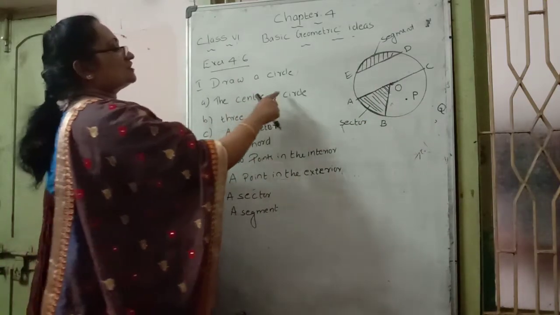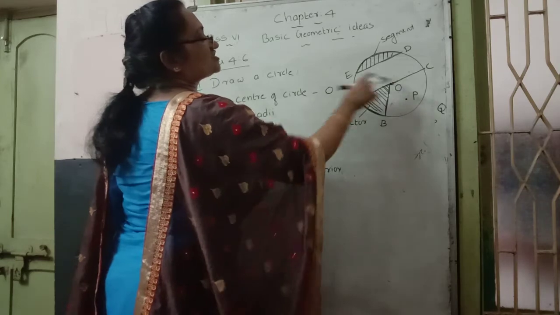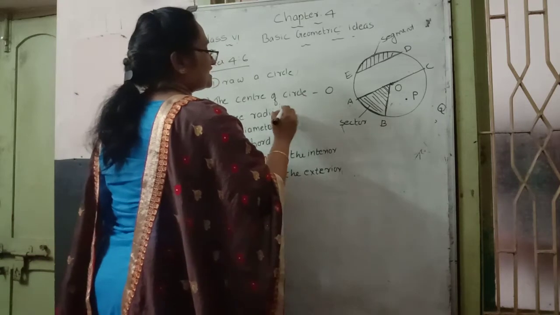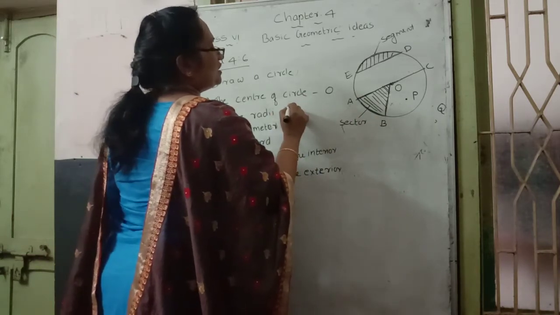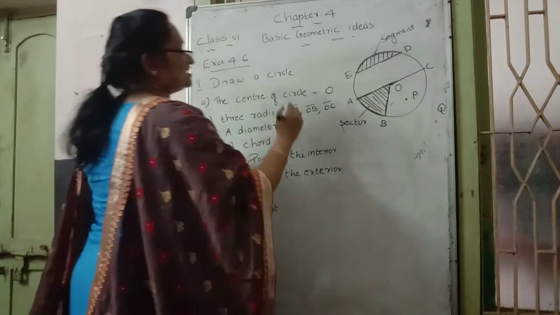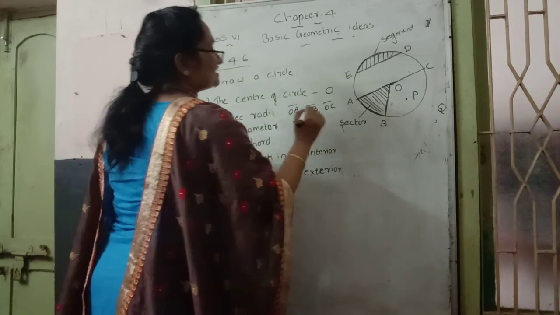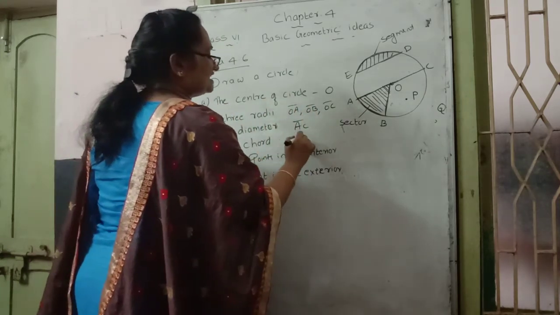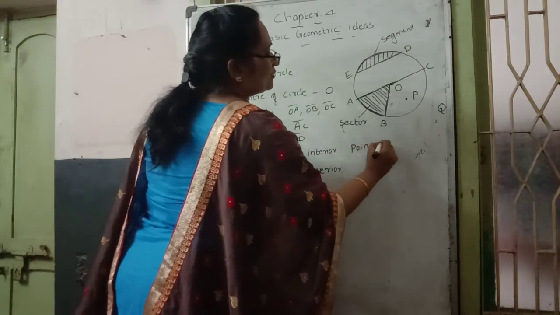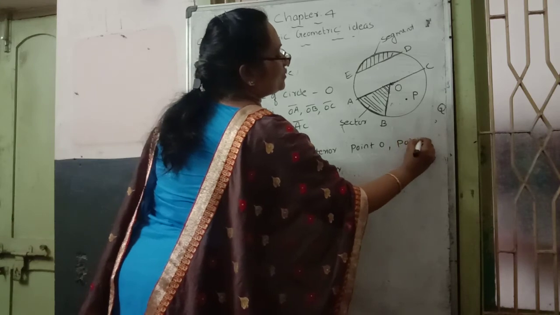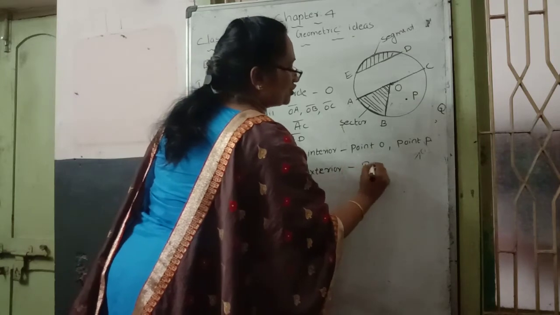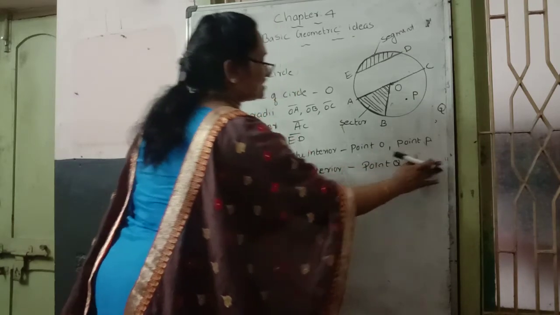They are the difference. So the center of a circle, what answer can we write in this diagram? O is the center of the circle. Two radii: what are the two radii? OA, OB and OC are the radii. Diameter: which is the diameter? AC is the diameter. Chord: ED is the chord. Two points in the interior: point O and point P are the interior points. We mark in this way. Point on the exterior: which point? Point Q, we mark on the exterior of the circle.